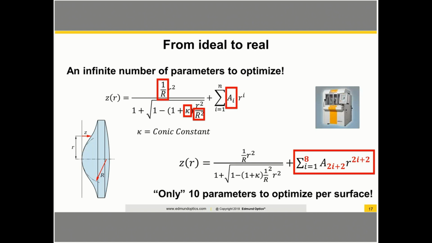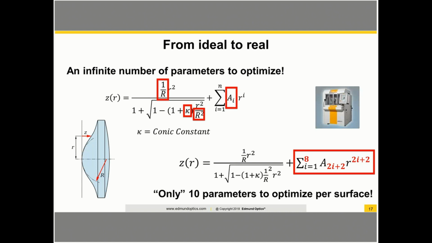If you only consider this part of the equation, it will describe the sag of a conic, such as a parabola or a hyperbola. If you need to correct higher order aberrations, you can use a string of polynomials following this term. There are several other ways to describe an Asphere, most notably the Forbes Asphere equation. However, mostly due to historical reasons, people use the even Asphere polynomial.